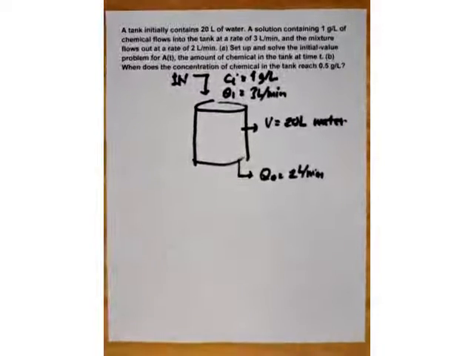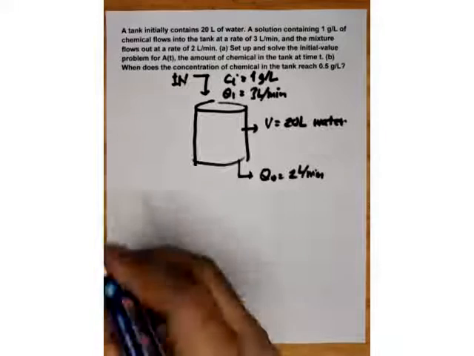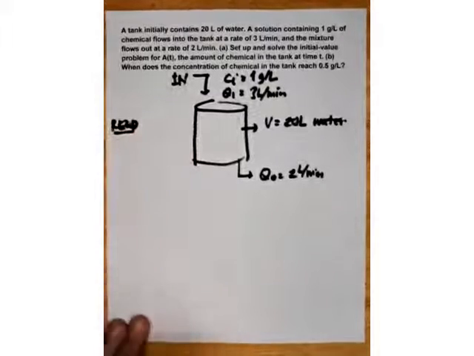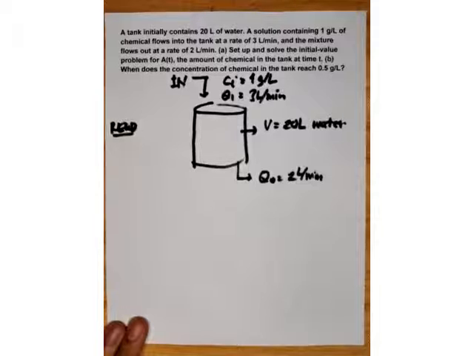Ayan. Okay. So, question, I set up and solve the initial value problem for A, the amount of chemical. So yung una ay kukunin lang natin yung formula. And then yung pangalawang sasagutin natin. So the requirement is, when does the concentration of chemical in the tank reach 0.5 grams per liter?